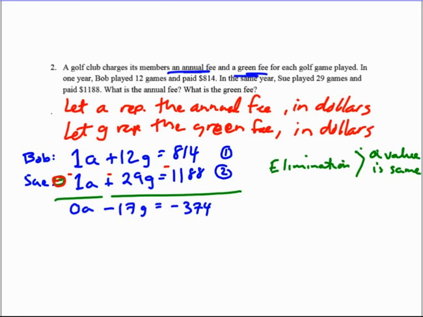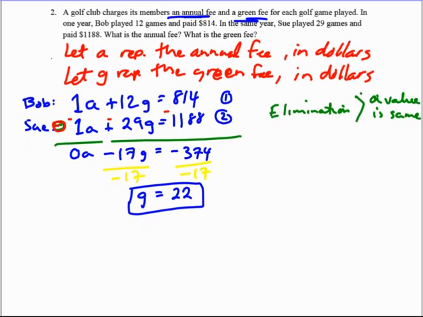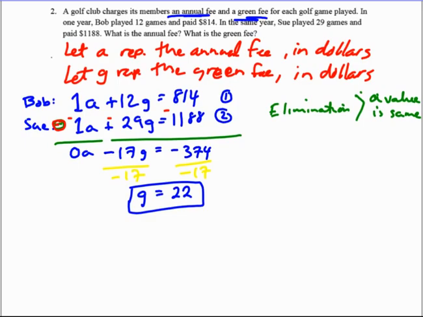So let's divide both sides by negative 17. And it should go evenly. Let's just try. 374 divided by 17 is 22. So we're going to have G equals, again, two negatives make it positive, G equals 22. So that means one green fee is $22. Not bad, if you golfers out there know that that would be fairly reasonable.